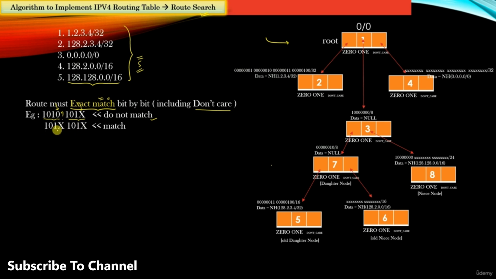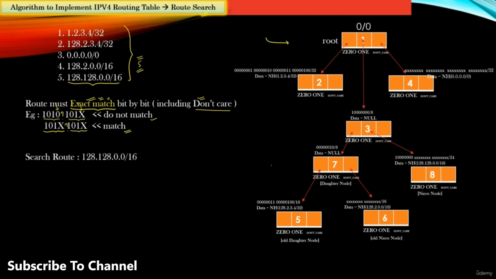So let's say another example, we have a bit pattern 101x. Does it exactly match with the bit pattern 101x? And the answer is yes. Alright. So exact match means that even a don't care bit has to match exactly with the corresponding don't care bit on the other side against which the comparison is being done.